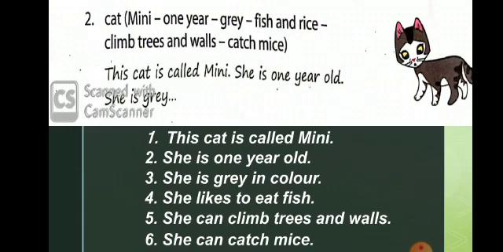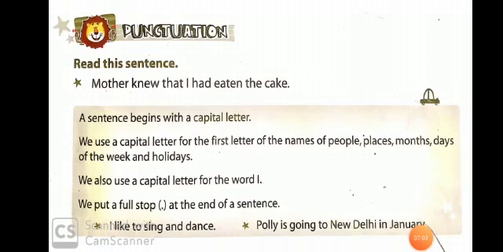This cat is called Minnie. She is 1 year old. She is grey in color. She likes to eat fish. She can climb trees and walls. She can catch mice. Now students, our last topic is punctuation.